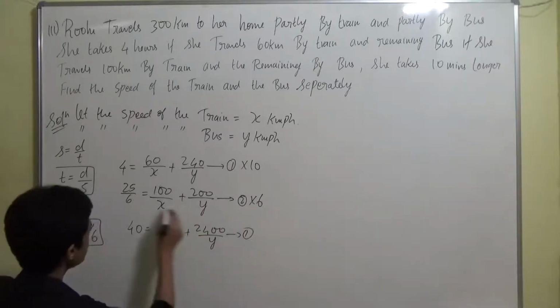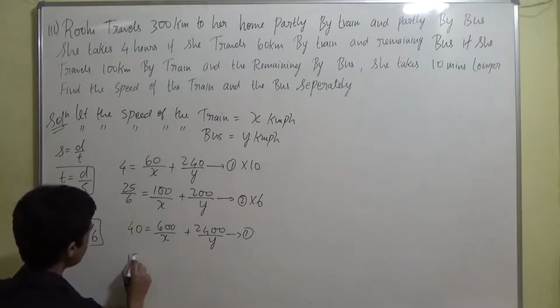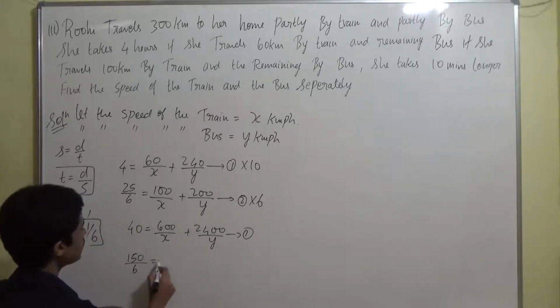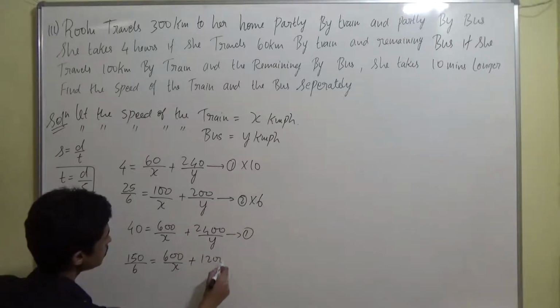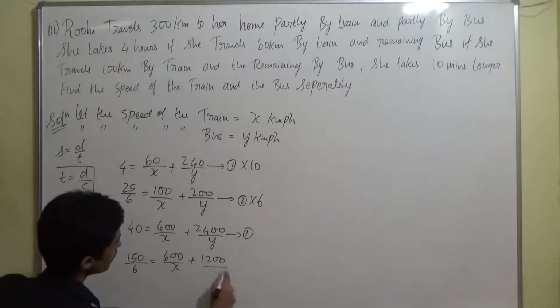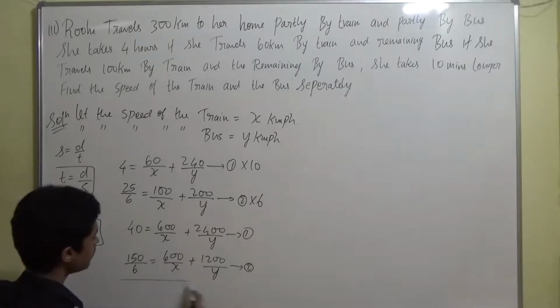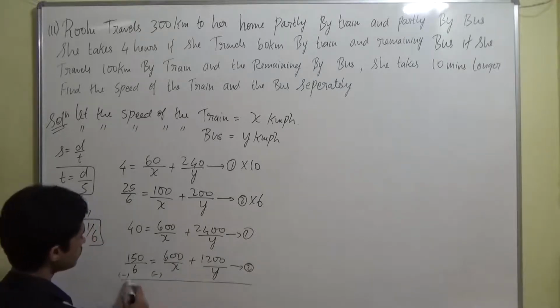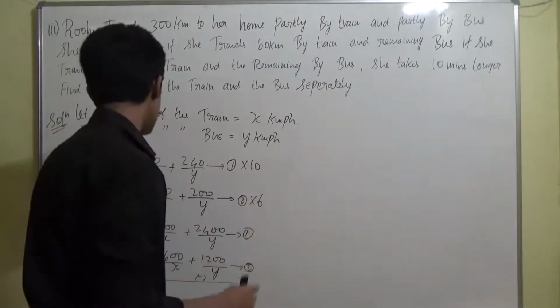This is your equation 1, and equation 2 becomes 25 into 6, which is 150. So 150 by 6 equal to 600 by x plus 1200 by y. This becomes your equation 2, right guys? Now what do we have to do? Now we'll do the subtraction so that these two terms get cancelled. If I do the subtraction, this becomes minus everywhere, right? Now after subtracting, I'll write it here guys, since there is no space here.